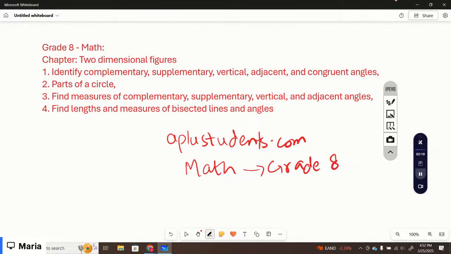We're going to start with the chapter two-dimensional figures. The lessons we're going to cover today are identify supplementary, vertical, adjacent, and congruent angles; parts of a circle; find measures of complementary, supplementary, vertical, and adjacent angles; and find length and measure of bisected lines and angles. So please make sure you have your notebook and pencil so that you can note down the important examples and definitions as well.